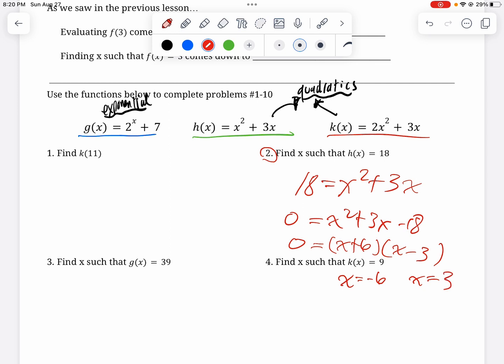I will expect you to remember how to factor. That's why we're reviewing this algebra now. I need you to know that. Cool.